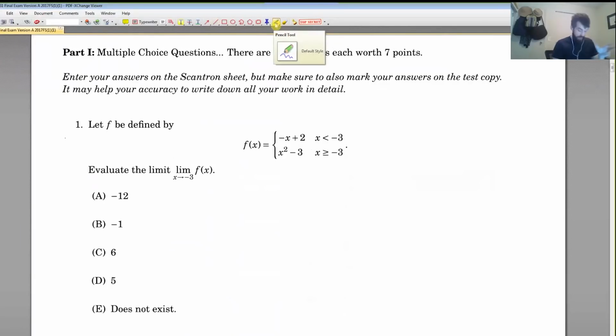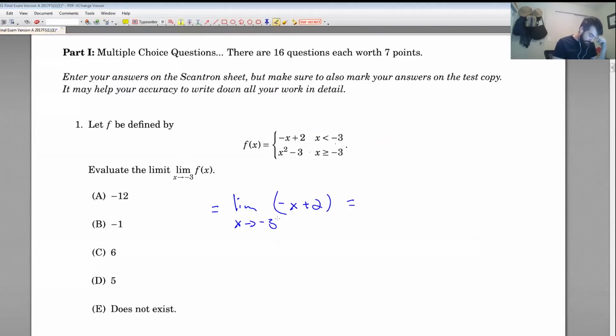This problem is a continuity problem. Basically, if I look at either of these two functions, the minus x plus 2 or the x squared minus 3, both of those functions are really obviously continuous. There's no holes, there's no division by zeros, there's no square roots, nothing problematic about them. The only possible candidate for them to be a problem is at the value of 3.